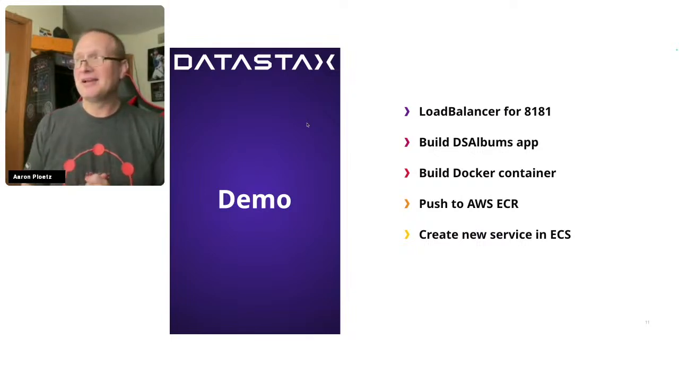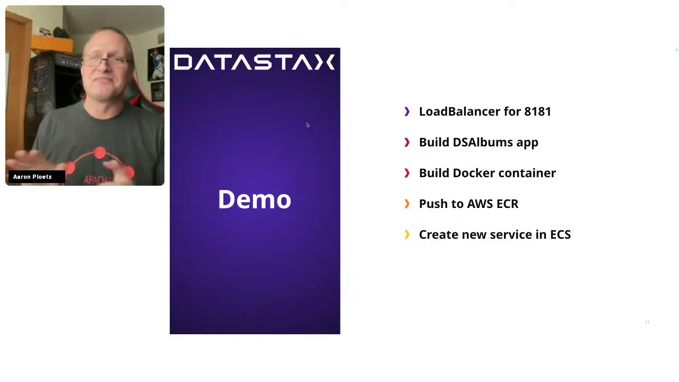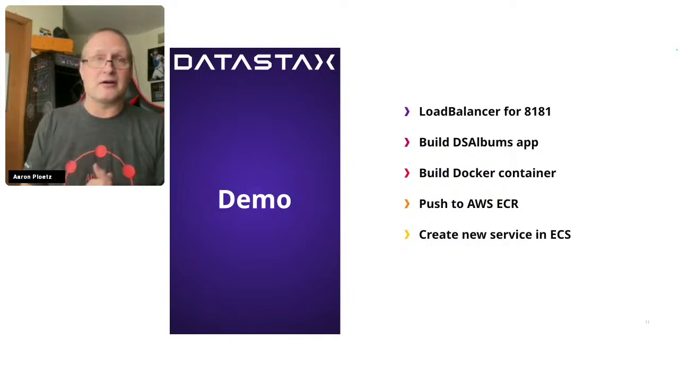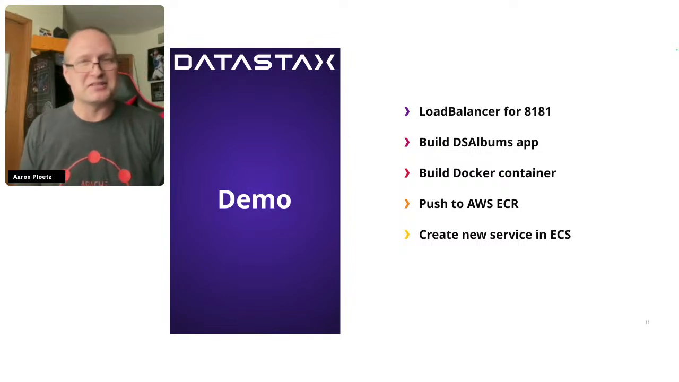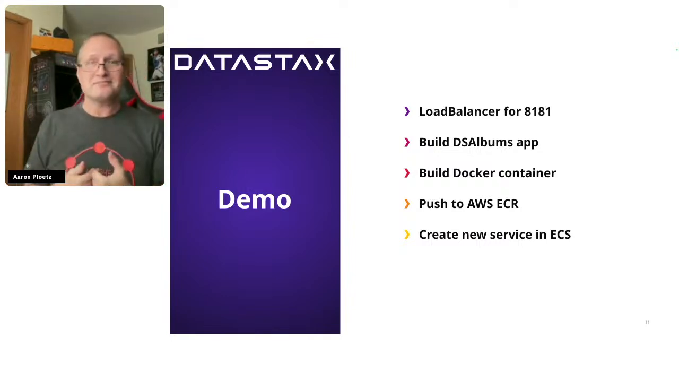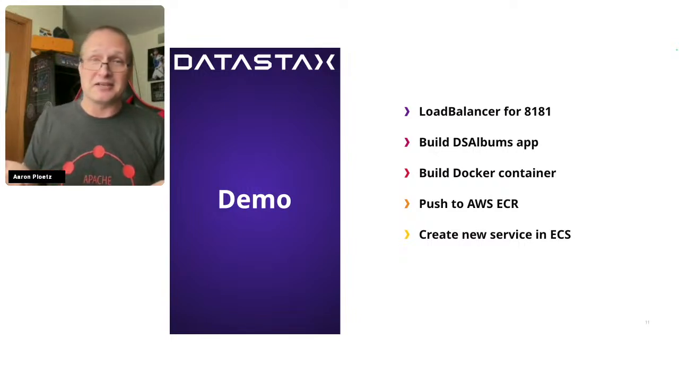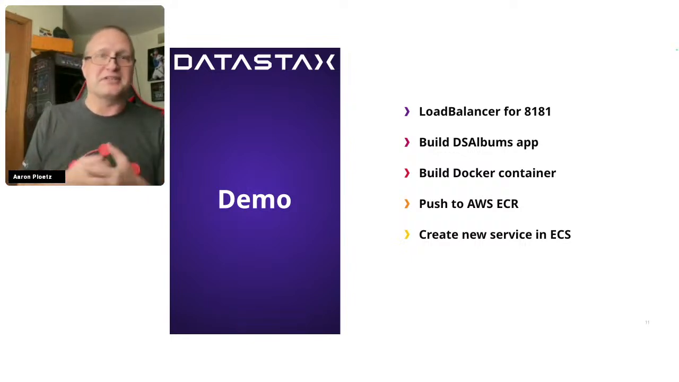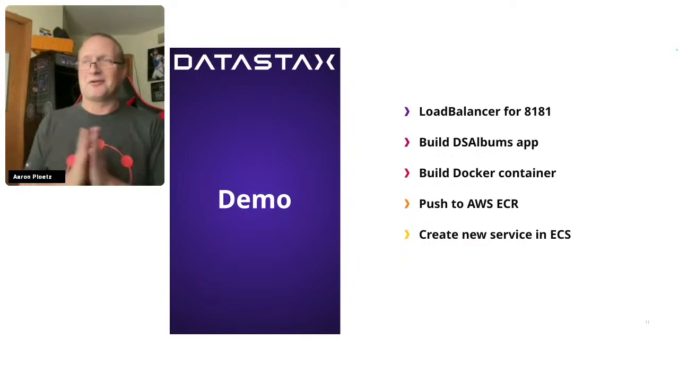Okay, so we got our demo. We're going to start out by having a look at our load balancer. It already does exist. That's one of the things that I didn't blow away for this presentation. So I left the load balancer intact, but we'll take a look at it with kubectl. Then we're going to build out our DS Books app. We're going to build it into a Docker container, and then push that container out to Amazon ECR, and then use that container to create a new service inside of Amazon ECS. All right, here we go.